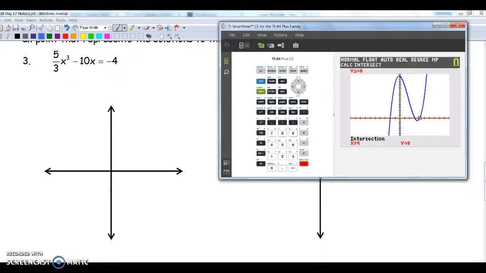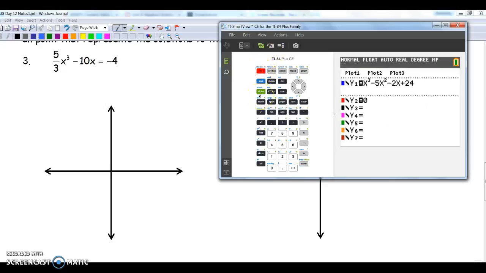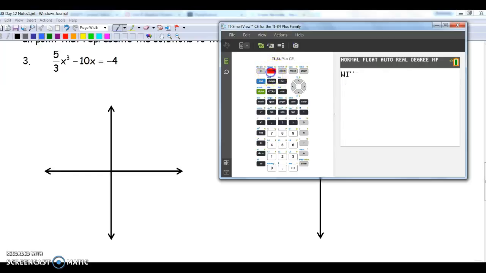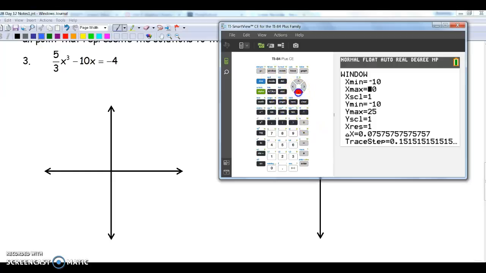With number 3, we have our y1 equals 5/3. So you're going to do 5 divided by 3, x to the 3rd power, and then minus 10x. And then on the y2, it's going to be negative 4. Alright, so it's not 0 this time. And if you want to change your window back to the y max of just being 10 instead of 25, you can do that. If you want to leave it at 25, you can do that too.